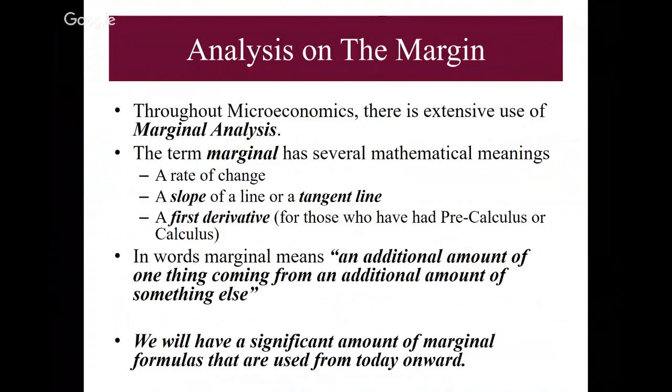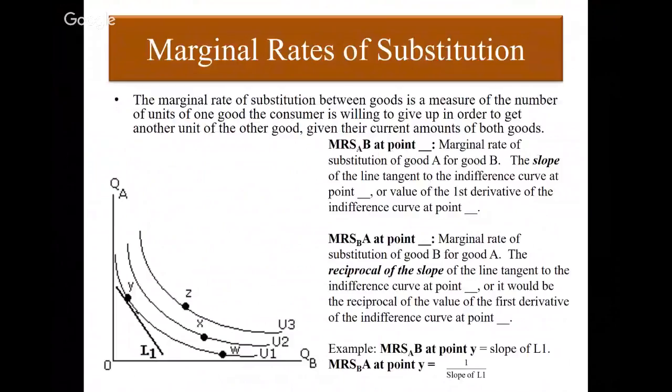Now, this leads us to a concept called the marginal rate of substitution of the two products. The marginal rate of substitution of one good for another is the measure of the number of units of one good the consumer is willing to give up in order to get one additional unit of the other. It's like a trade-off between two products here. And it is defined on a technical level at a specific point. It is contingent upon how much you have of each product.